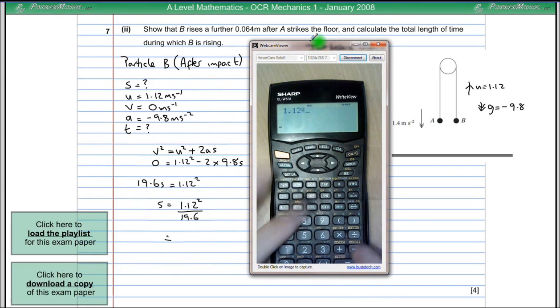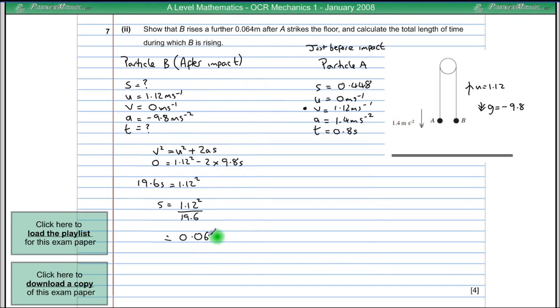So 1.12 squared divided by 19.6, and we get 0.064 as we expected. We also need to calculate the total length of time, and in order to do that we are going to use V equals U plus AT. So remember, V is 0, U is 1.12. Considering acceleration is negative, we may as well write it minus straight away. So 9.8 t. So 9.8 t equals 1.12, and t equals 1.12 divided by 9.8.